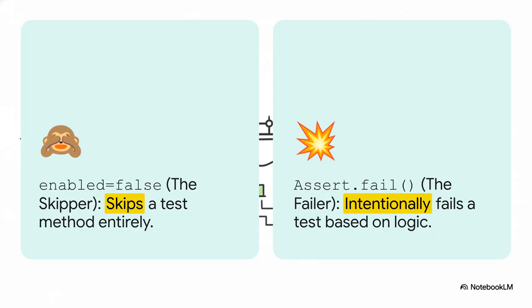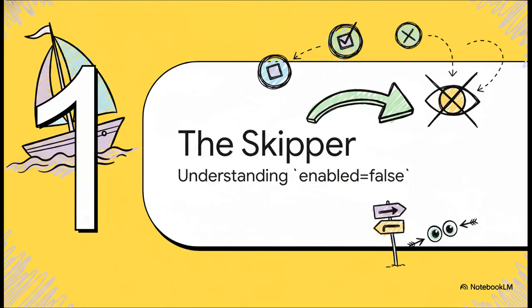Okay, so in the ring today, we've got two main contenders. In one corner, we've got enabled equals false. I like to call this one the skipper. And in the other corner, we've got Assert.fail, or as we'll call it, the failer. Now, at first glance, they might seem kind of similar, but trust me, they operate in completely different ways. Let's see how.